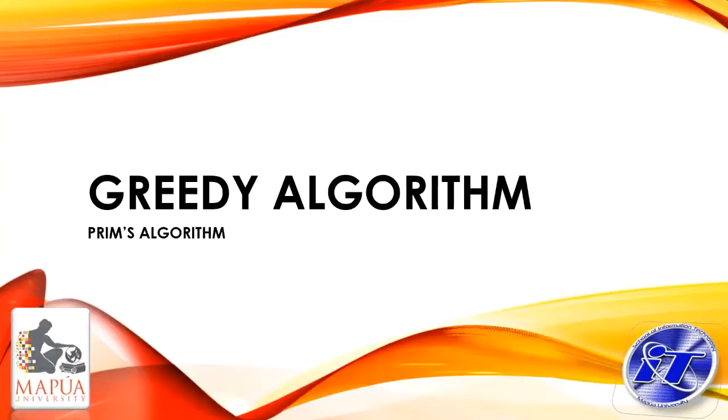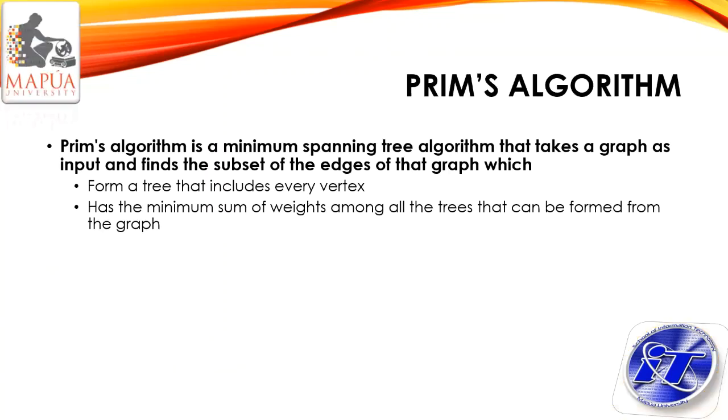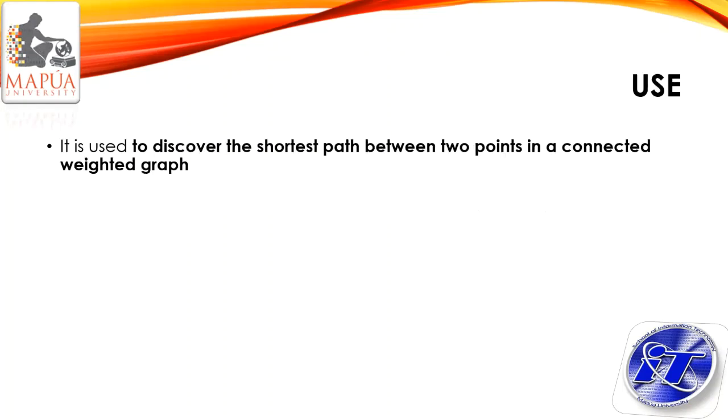One example of a greedy algorithm is Prim's algorithm. It is an example of a minimum spanning tree algorithm, wherein we consider the minimum value of the weight of the edges in creating the subgraph from a given graph. So usually it is used to determine the shortest path between 2 points in a connected weighted graph.